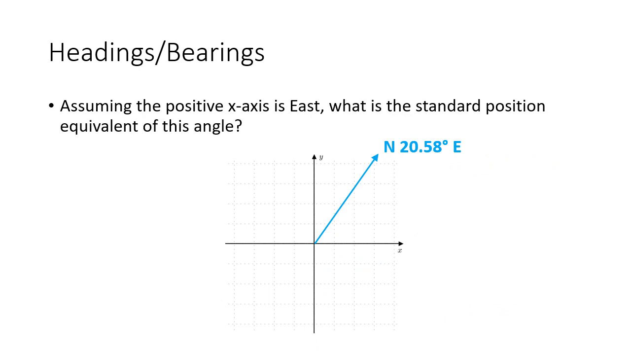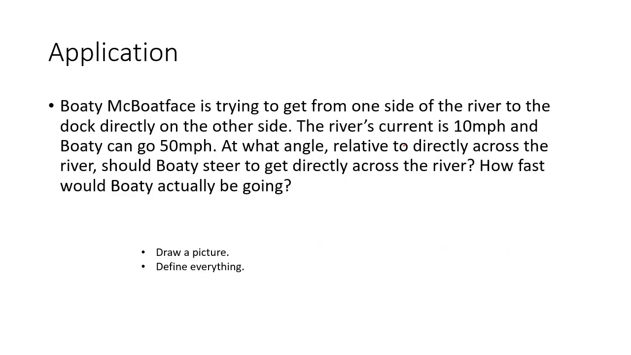One last one. We have north 20.58 degrees east in the bearing, so that means this angle right here is 20.58 degrees. What would be the standard position equivalent? Again, it's just the complement. All we have to do is take 90 and subtract 20.58 degrees. That'll give us the complement. So the standard angle here would be 69.42 degrees.